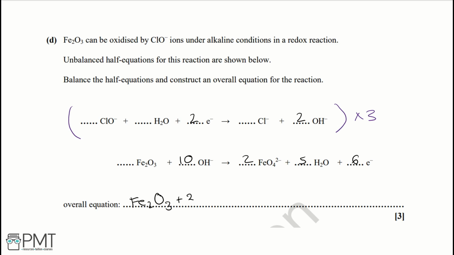Fe2O3 plus 3ClO- plus 4OH-, and that's going to produce 2FeO4- plus 3Cl- plus 2H2O. To get the 3 marks for this question, you get a mark for each half equation that's correct and a mark for the correct overall equation.